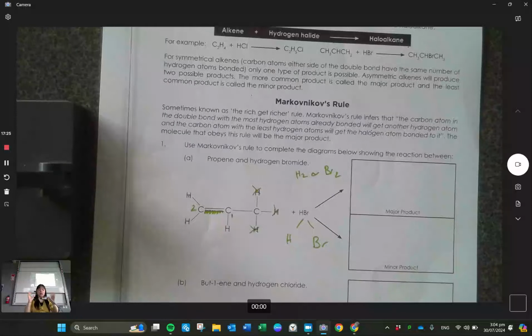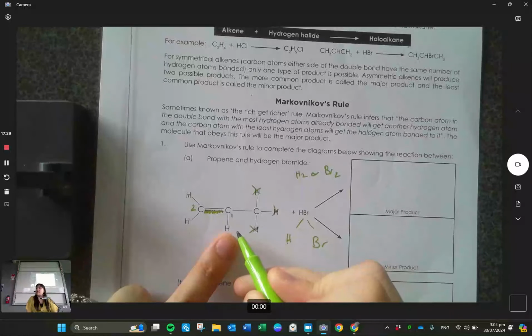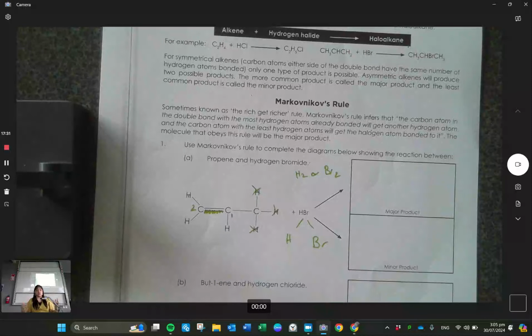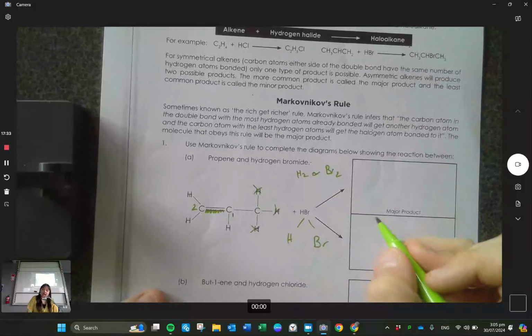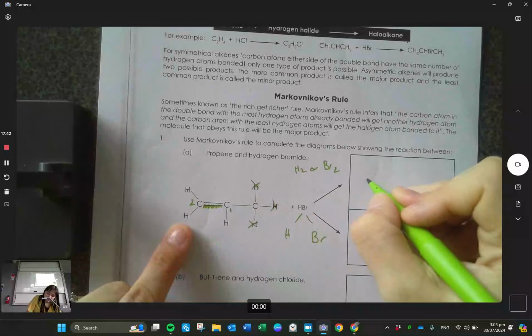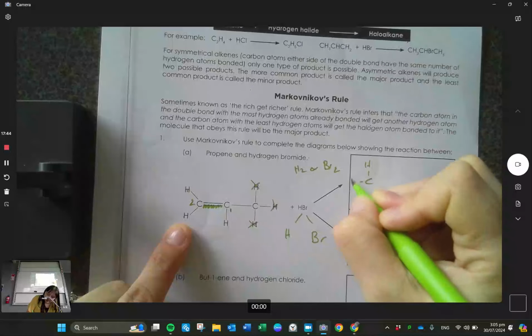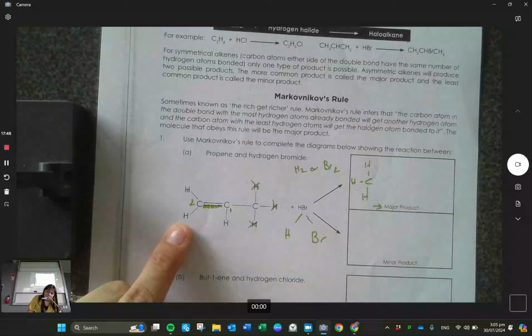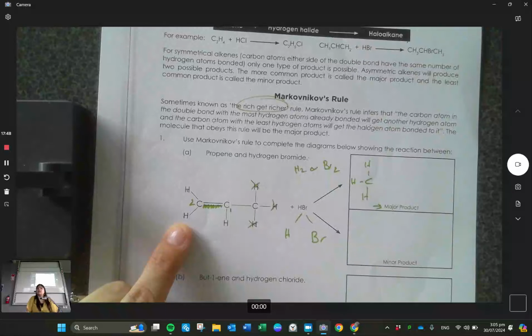Now, we have to weigh which one's rich and which one's poor. This one has 2, that one has 1. So we will be using Markovnikov's rule. I will have 2 products, and the major is going to be found in a higher percentage. Thus, you have more of it, so you're more likely to get that product. So that should be CH3, because the rich get richer. The one with the most hydrogens gets the hydrogen.